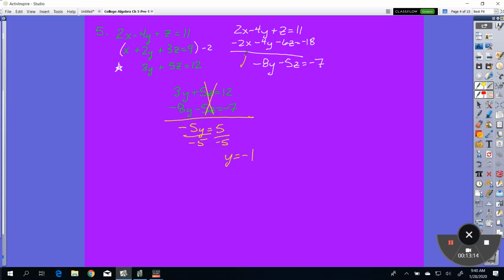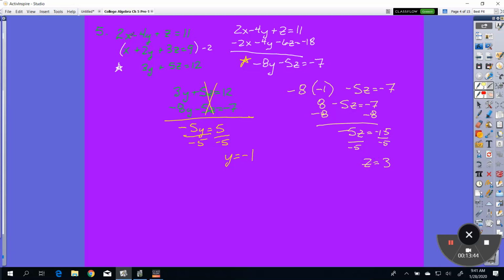So now I can plug that into either of these 2 start equations to get what z is. So I'm going to take that negative 8 times negative 1 minus 5z equals negative 7. So 8 minus 5z equals negative 7 minus the 8. Negative 5z equals negative 15, divided by negative 5, and z equals 3. So now I have y and z.